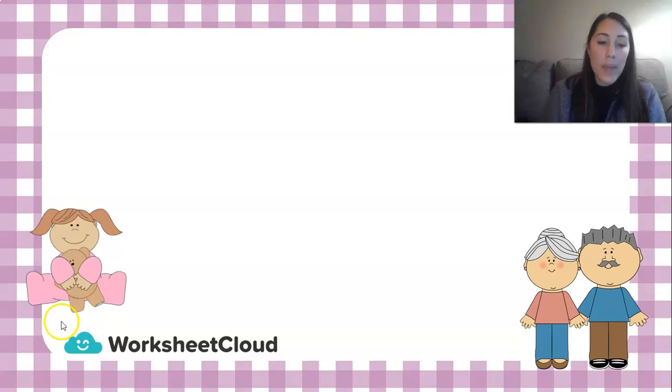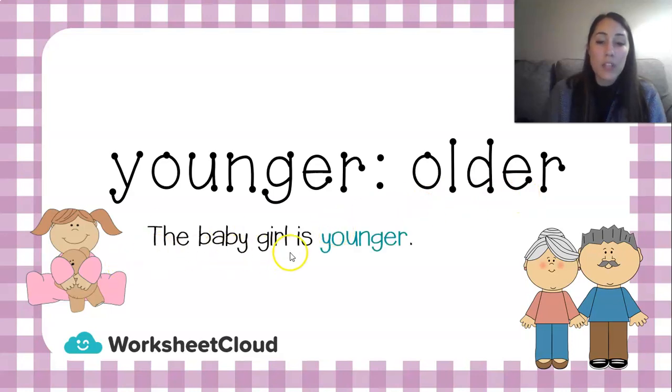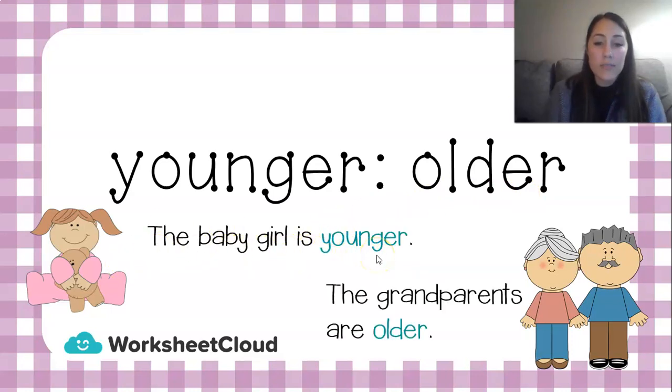And here's a little baby and she's holding her teddy bear, and this looks like a granny and a grandpa. And our next set of antonyms is younger and older. The baby girl is younger. The grandparents are older.